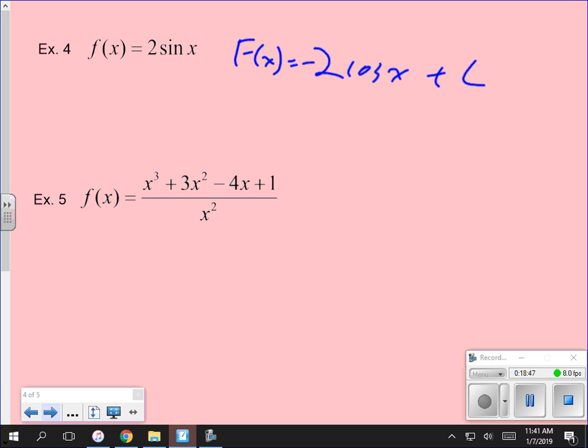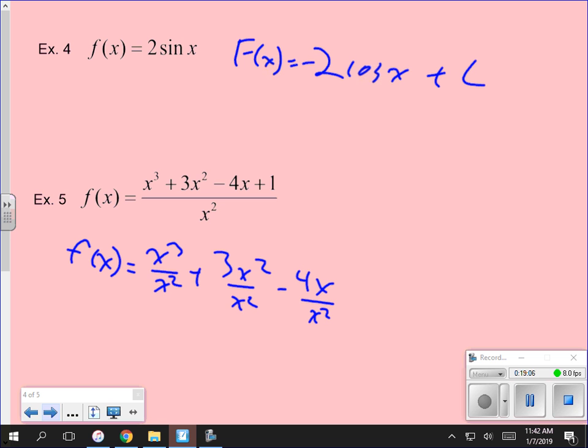It's each one of these individual terms divided by x squared. That's it. And if you do that first, and then simplify each one of those individual terms, then take the antiderivatives. Finish it.